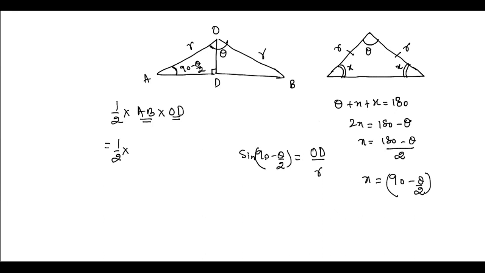So we are having this one, and you know that sine of 90 minus theta is actually equal to cos theta. So that is equal to cos theta by 2, which is equal to OD by R. So actually OD is equal to R into cos theta by 2 in terms of R. So you can write here OD is equal to cos theta by 2 into R.